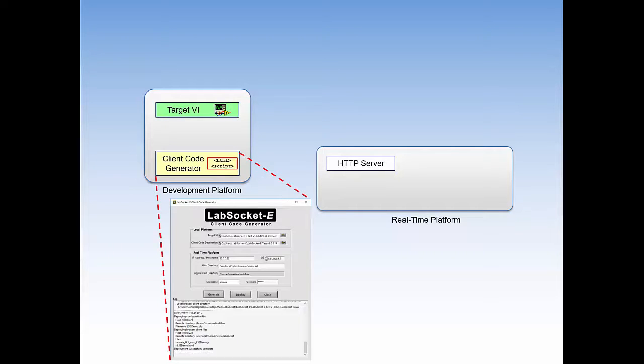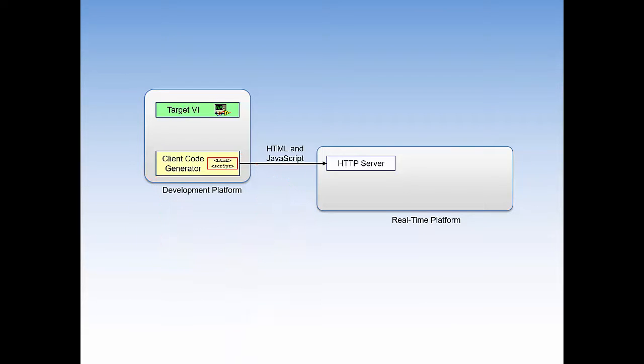The client code generator tool is used by the developer to automatically create the browser client in the form of HTML and JavaScript code based on the elements on the target VI front panel. The developer then uses this tool to deploy the browser client code to a directory within the web server root directory on the real-time platform.